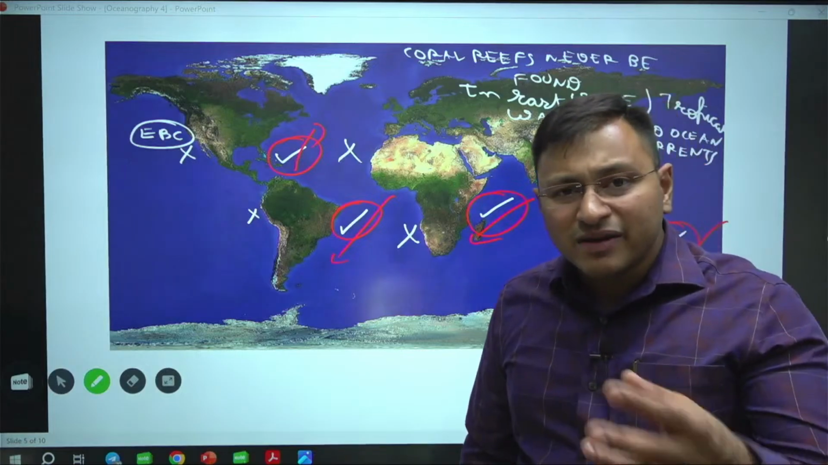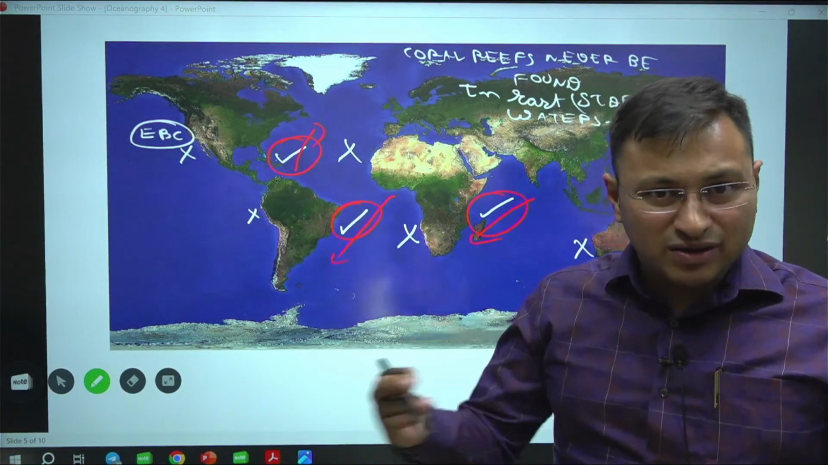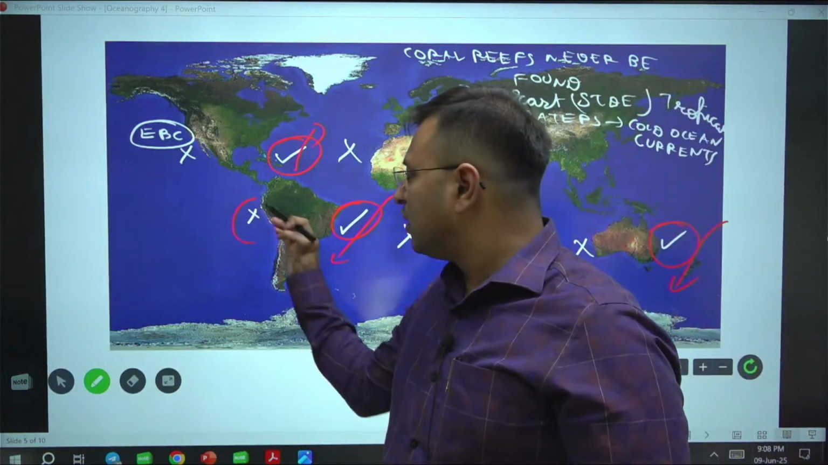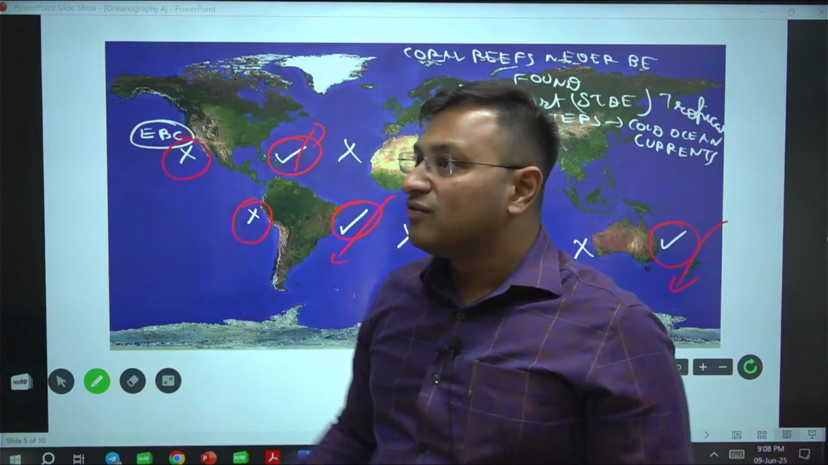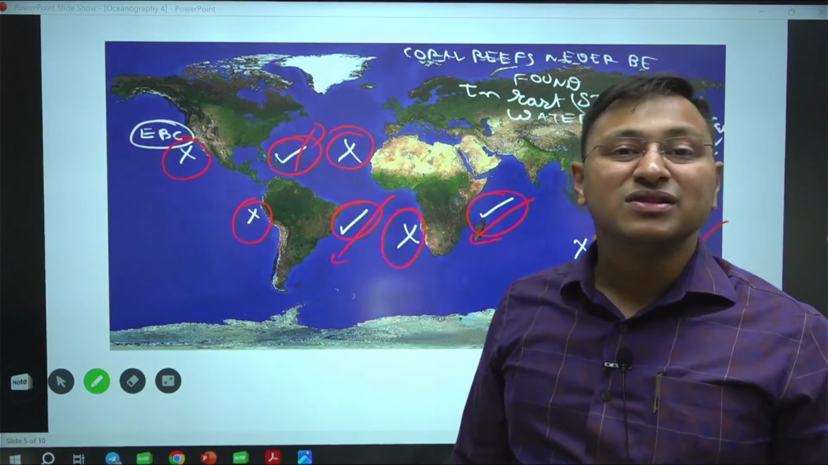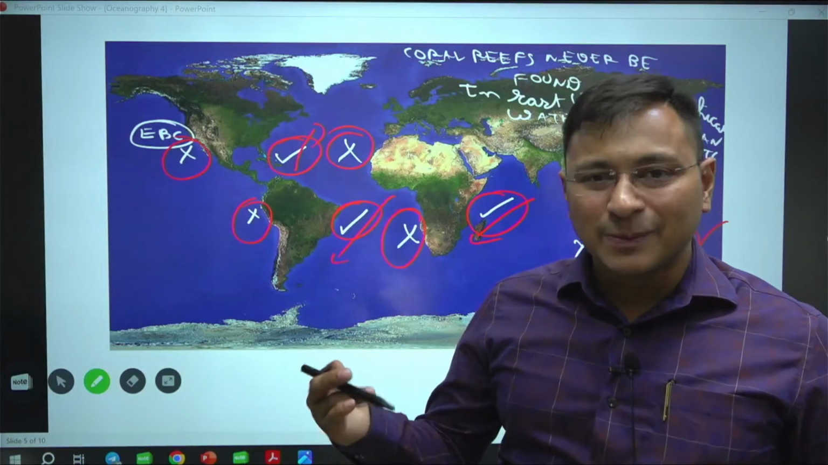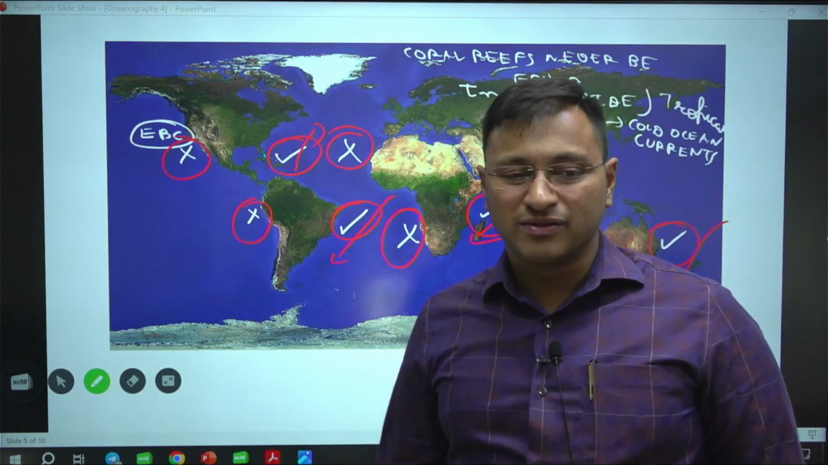And they will never be found where? They will never be found in the cold current zone where you have ocean water upwelling. So the Humboldt current, California current, Canaries current, Benguela current, they are never found in these zones. Why? Because cold currents typically result in a negative anomaly of temperature.